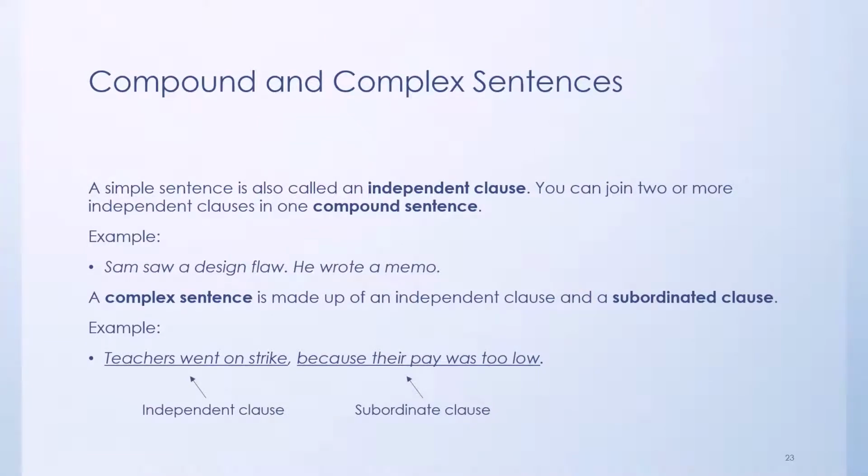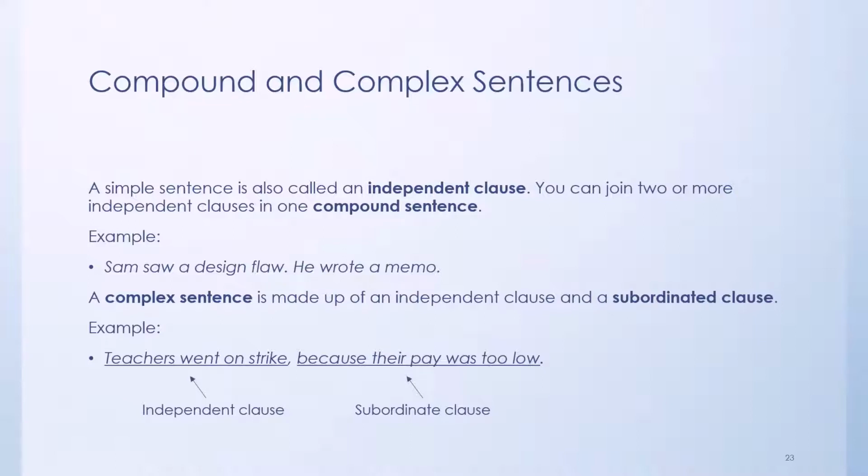So this is what I have. A simple sentence is also called an independent clause. You can join two or more independent clauses in one compound sentence. For example, Sam saw a design flaw. He wrote a memo. If you notice right here, our compound sentence is made of two independent clauses, or two simple sentences, and they are both divided by one period in the middle. That's what we call a compound sentence: when you have two simple sentences or two independent clauses put together.